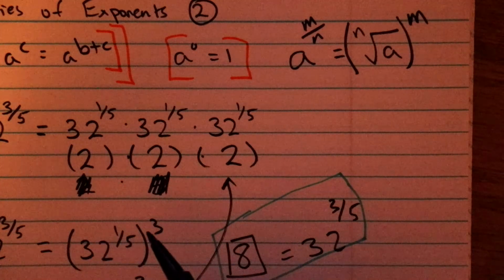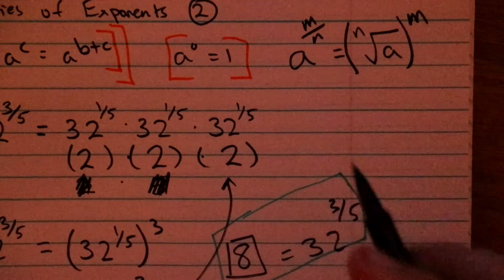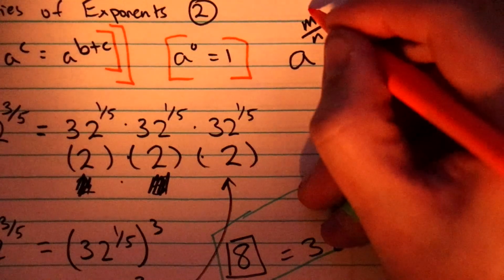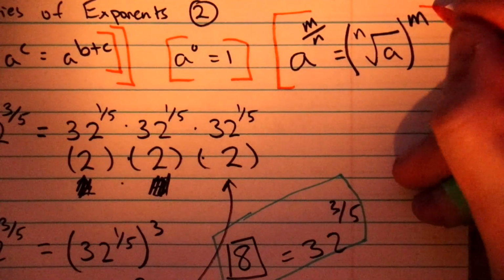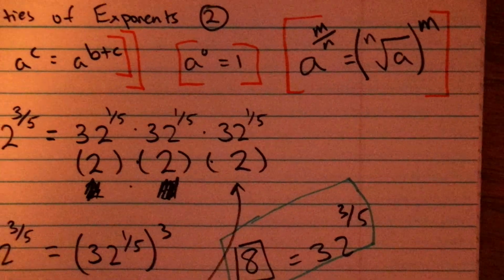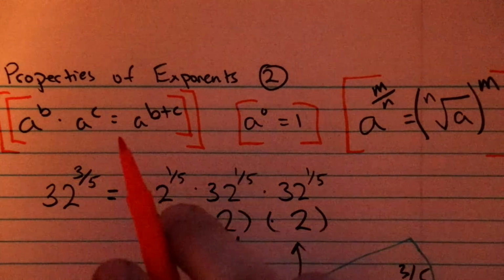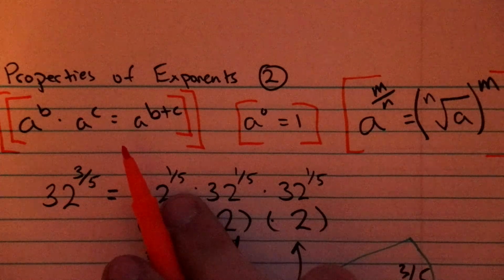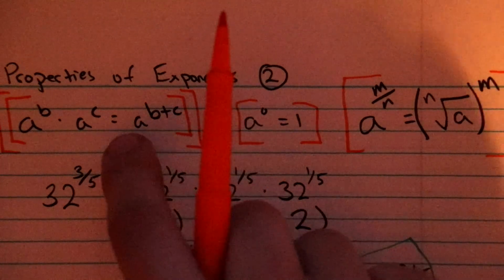32 to the 1/5 to the 3rd power. This is just some extra notation. It's not a new rule. It's another property of exponents if we want to be able to add them. And we're just doing a stress test on this pattern.